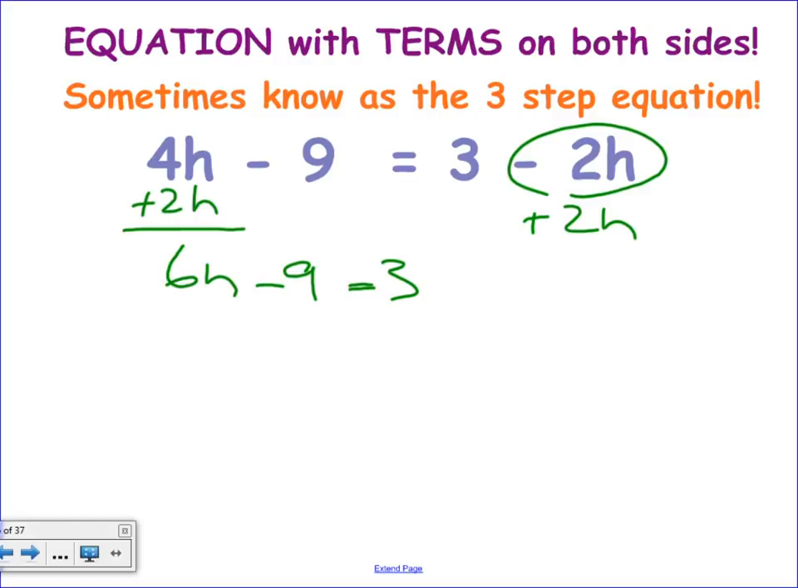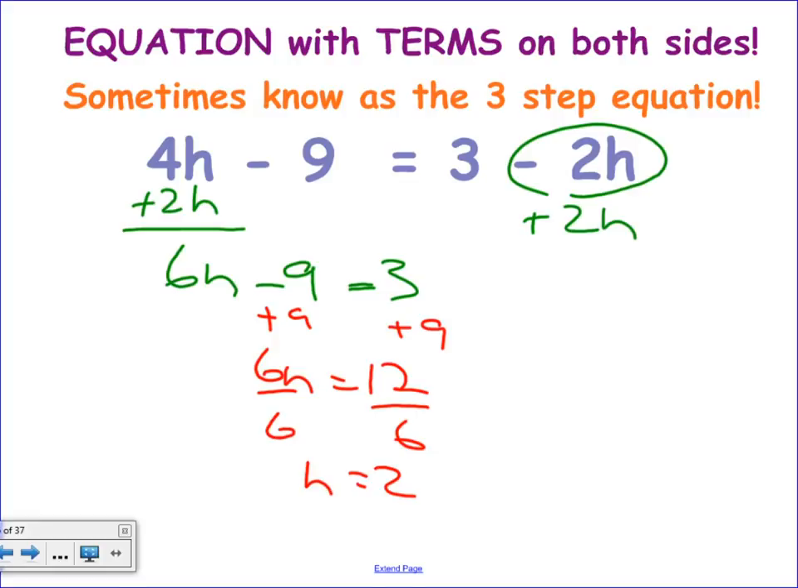Look familiar? Yeah? Starting to get sick of two-step equations? So 6H minus 9 equals 3. Plus 9 on both sides. 6H equals 12. H equals 2. Good. 6H. I'm not even getting a chance to do it anymore. You're doing it before me.